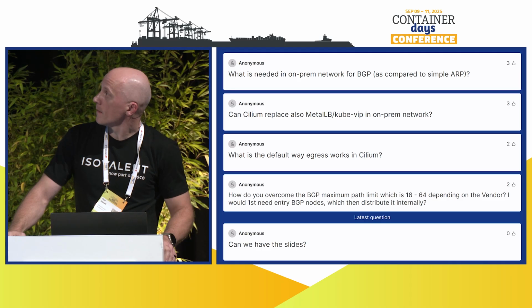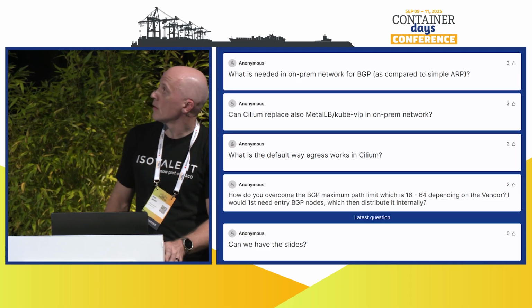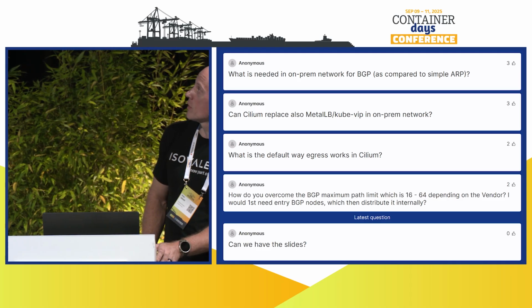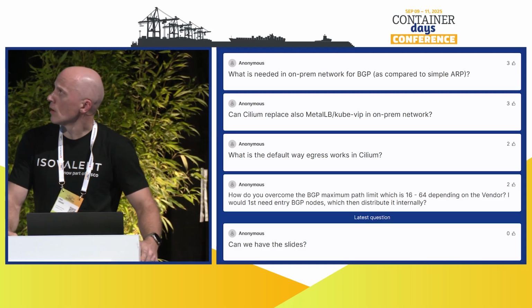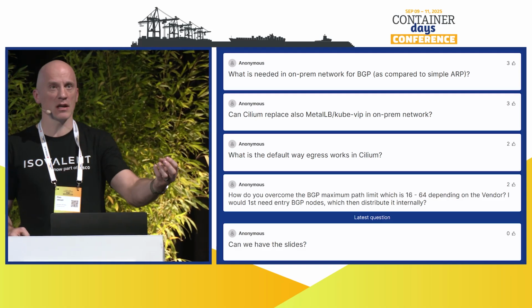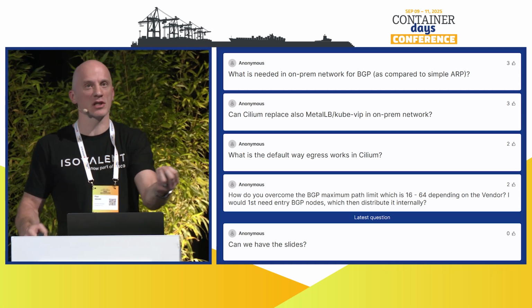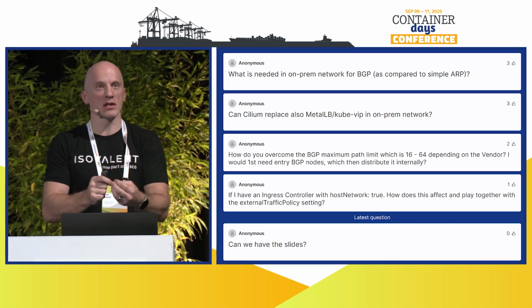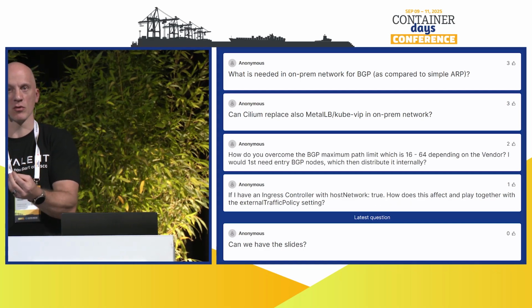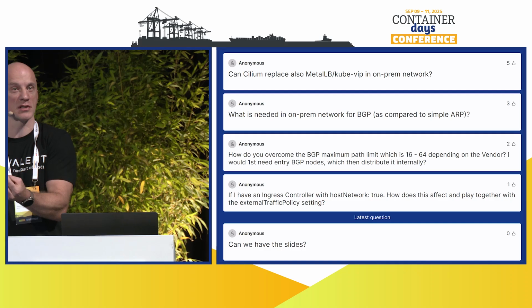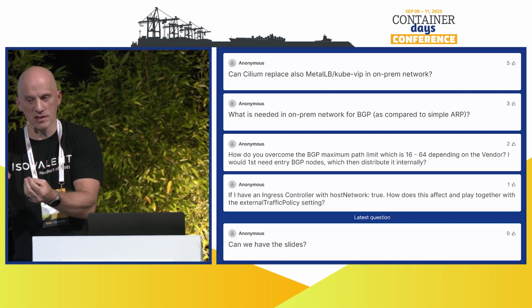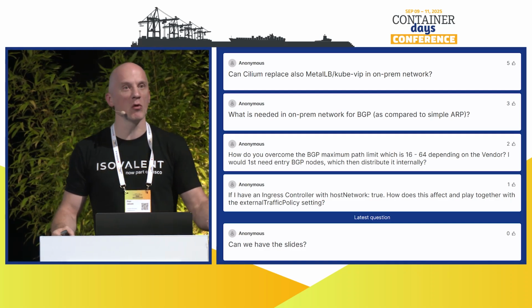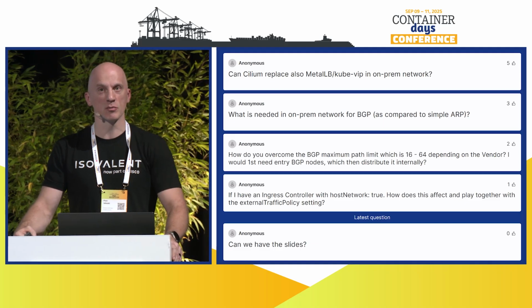What is needed in an on-prem network for BGP, as compared to a simple app? In an on-prem network for BGP, we need just an instance of something which can establish a BGP session. Please remember that we can establish the BGP session multi-hop. So if you have an on-prem instance, you can establish a multi-hop BGP session even to Kubernetes which is in the cloud. But all the components in between must also be aware of how to reach the source and destination prefix.